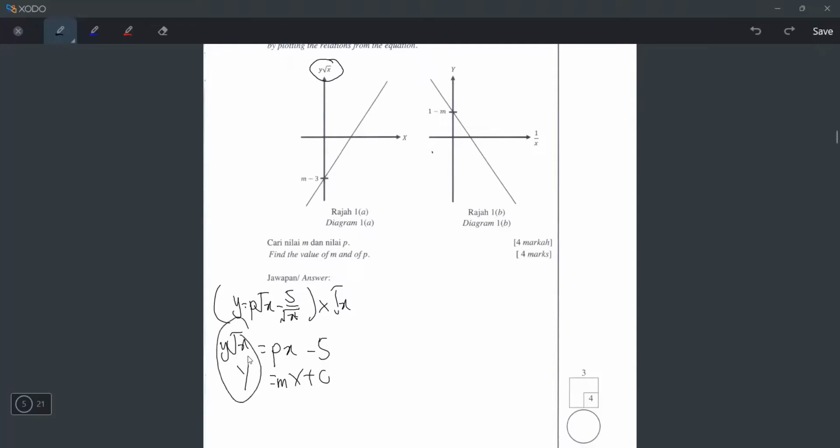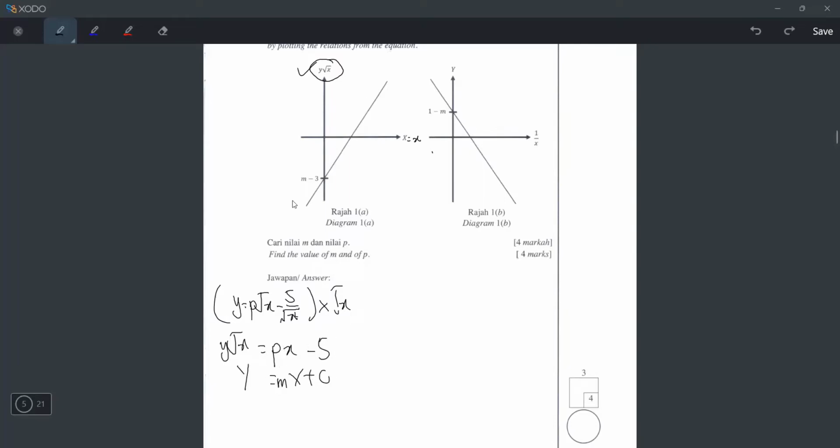My y-axis will be y over square root x, which matches here. And then the x-axis is x. This one they give capital X, right? But I already know my x-axis is x already, so I can replace this with the small x, and then my gradient is p, my y-intercept is -5.